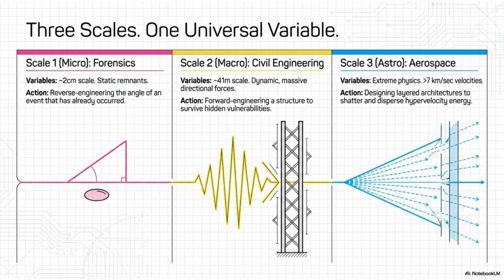Scale 1 is microforensics, using static remnants. Scale 2 is macro-civil engineering, dealing with dynamic forces. Scale 3 is astro-aerospace, involving extreme physics at hypervelocities.